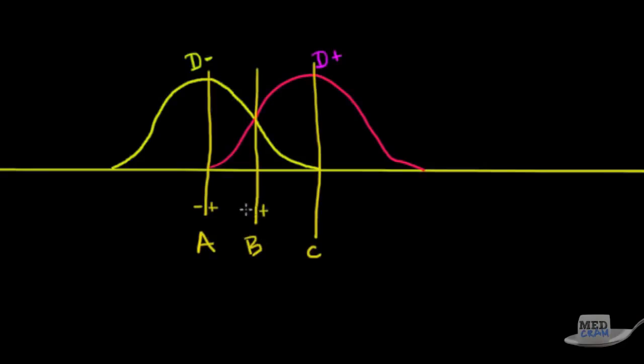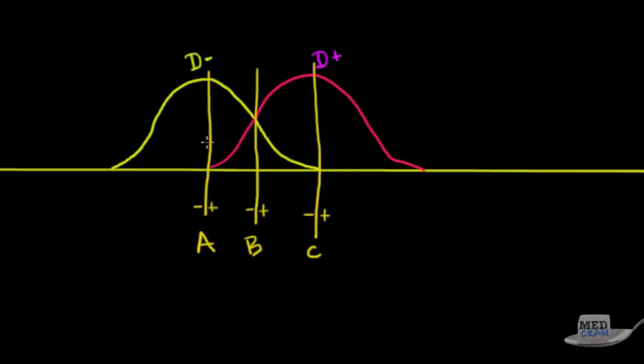Everything to the right of B would be positive, to the left would be negative. Everything to the right of C would be positive, and to the left of C would be negative. So the question, which you'll sometimes get on tests, is: which of the following points represents the most sensitive test, and which represents the most specific test? Specificity is the opposite of sensitivity in this case.